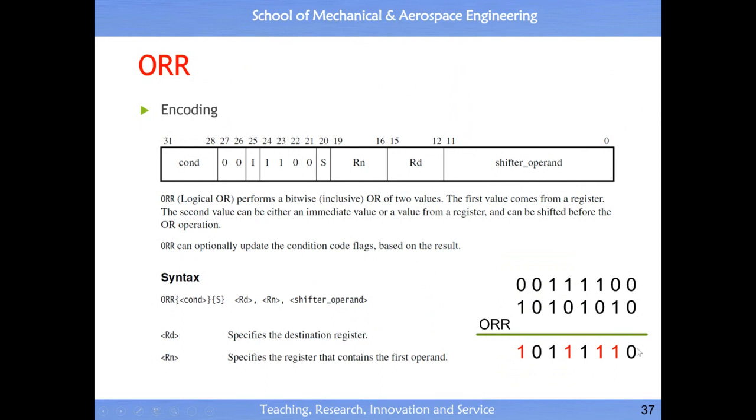If you have 0, 0, then you get 0. As long as you have a 1, then you get a 1. If you have at least one 1, you get a 1. Both 0, then you get a 0. If at the least I have one 1, then we get a 1.